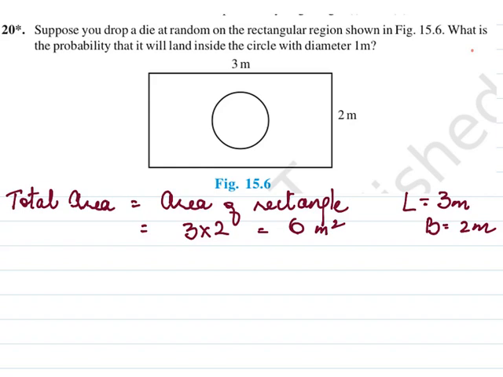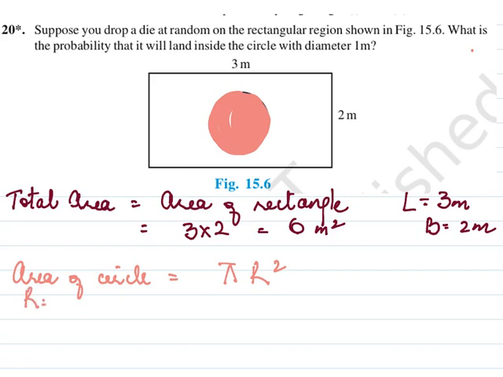Then we must find the probability of it falling in this circle. So we have to find the area of this circle. The area of a circle is pi r square. Now the diameter is given as 1 meter, so the r is half meter. So it will be pi times 1 by 2, the whole square, so pi by 4. So this will be the favorable outcome.